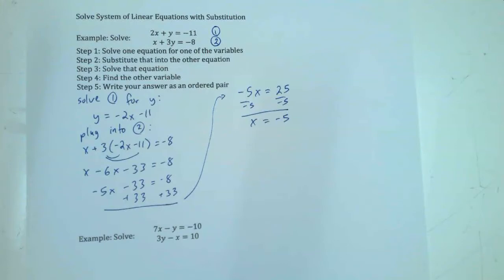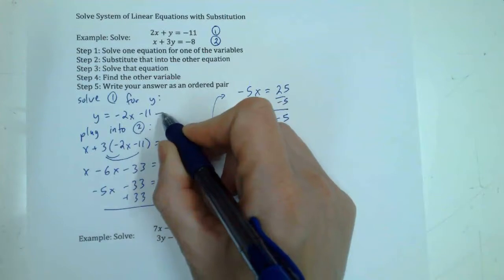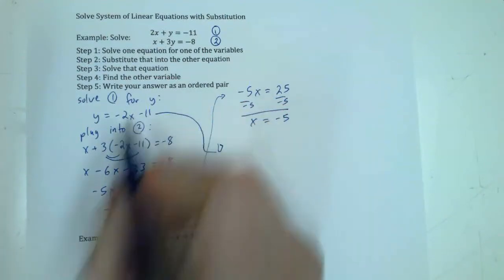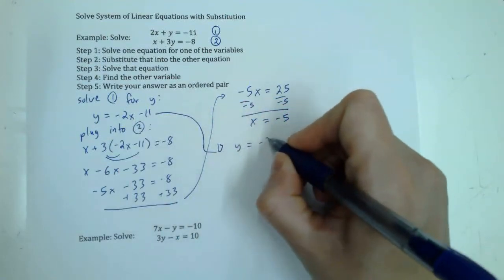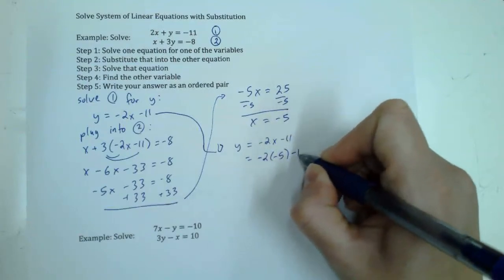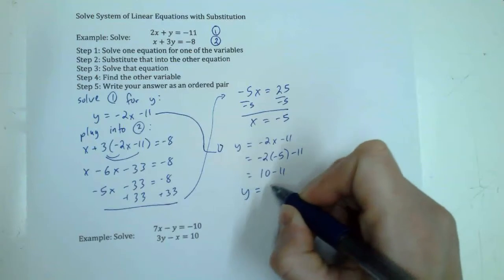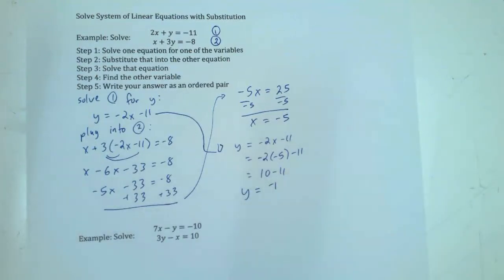Now we're not quite done yet. We had two variables to start with. We would like to find both of them. So I have x. To find y, I'm going to go back to this equation. So y is negative 2x minus 11. So let's put negative 5 into that for x. And looks like I get that y is negative 1.